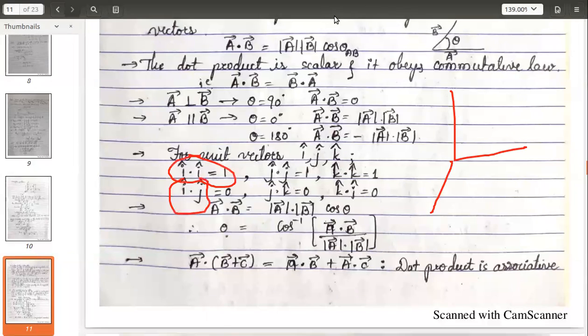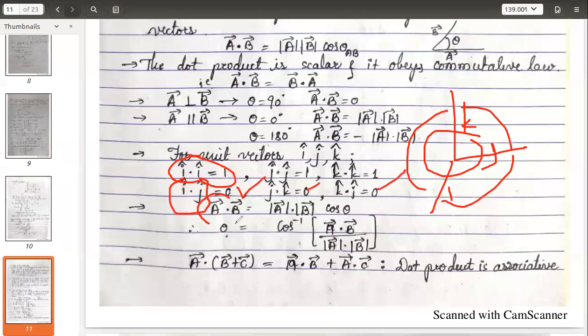How the unit vectors are distributed. They are perpendicular to each other. See, this is J, this is I, and this is K: I, J, K. If you are taking the dot product of any two unit vectors, the angle is 90 degrees. So cos of 90 will be 0. Hence, the dot product of two unit vectors is 0.